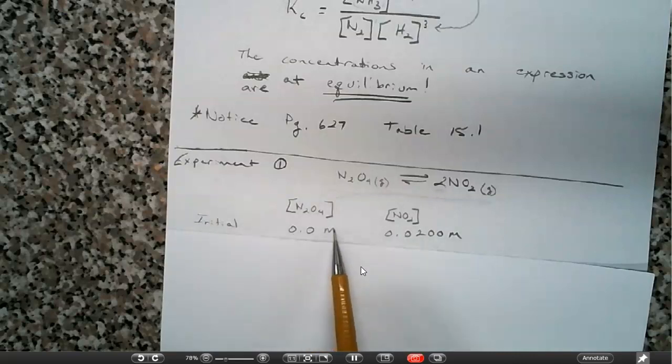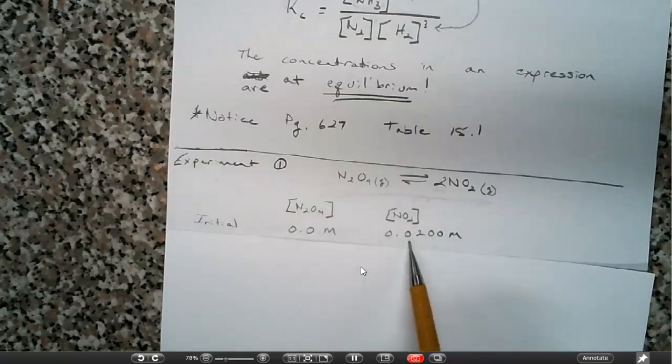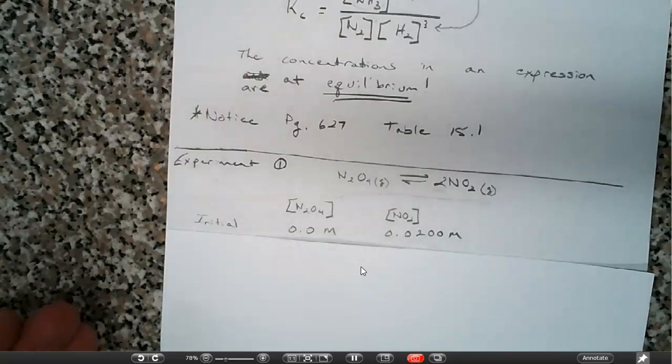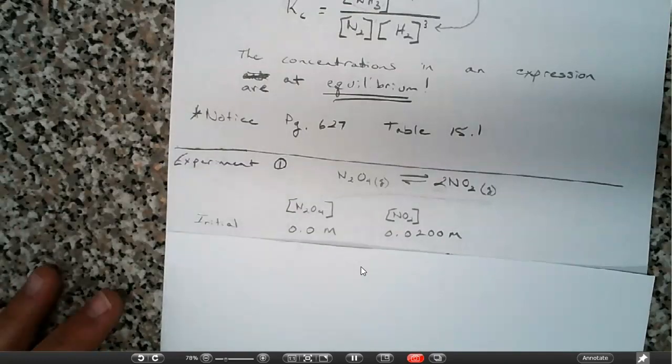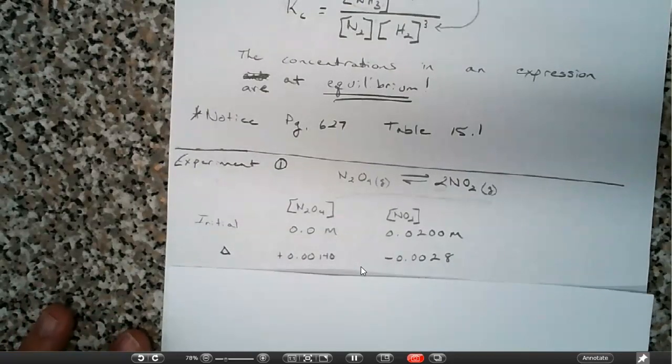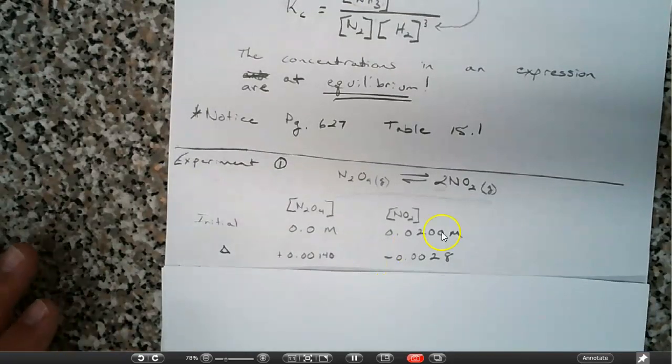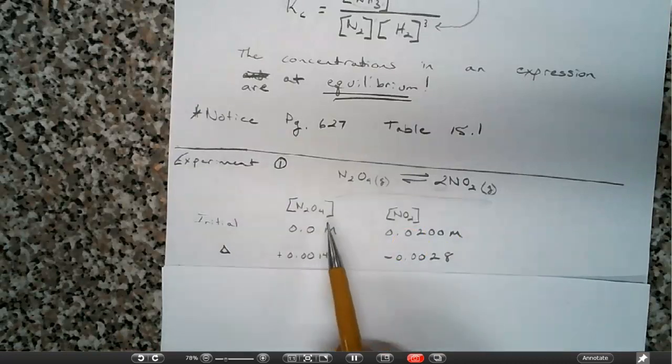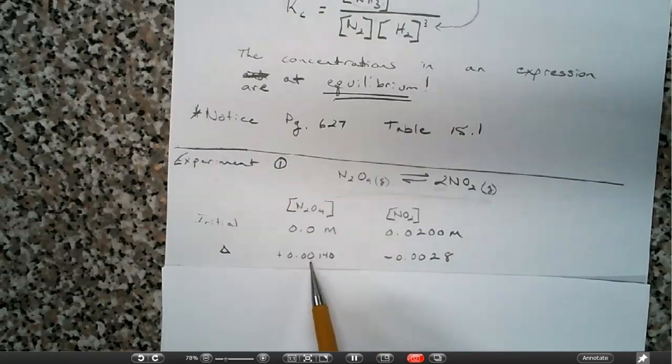So initially I don't have any N2O4, but I have 0.02 molar of NO2, and if I set this into a container, it's going to automatically start to generate N2O4 because it's in an equilibrium. So this is what's next. This is called the change. That's what delta is referring to. Delta is the change. So on this first one here, it's going to change by 0.00140, and this one is going to change by negative 0.0028. Notice that this is half the change of this one here.